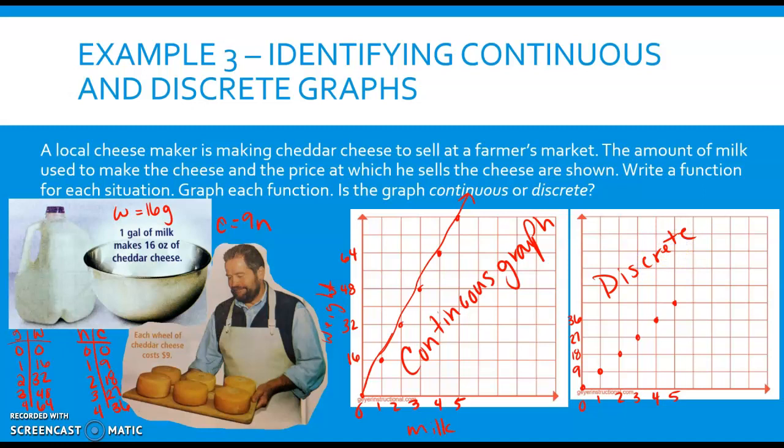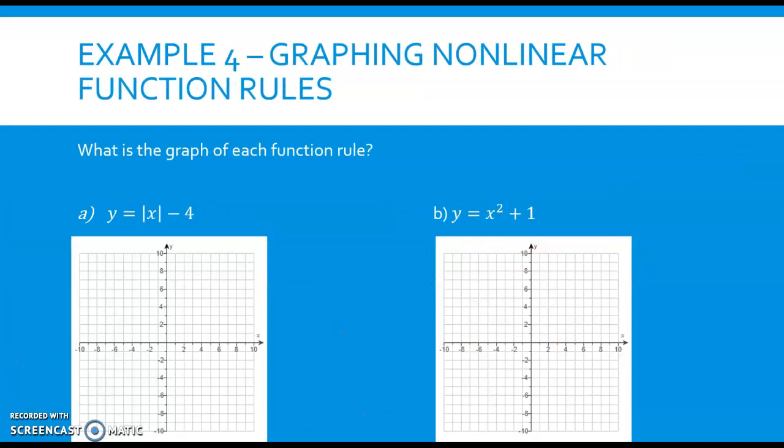Okay, all right. So again, continuous is when we have values in between our points. That makes sense. Discrete is when we have exact values. We can't have anything, or we won't have anything in between.